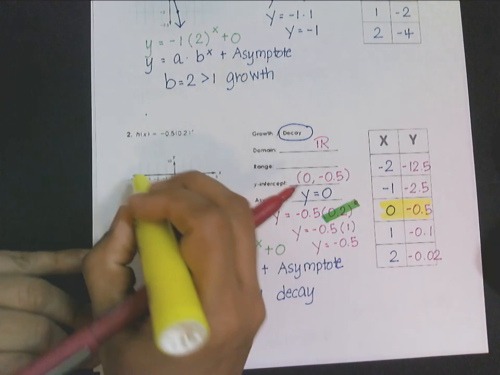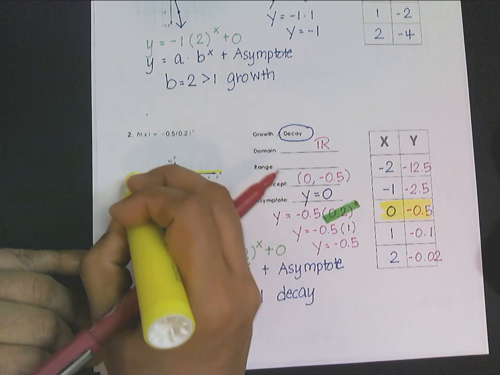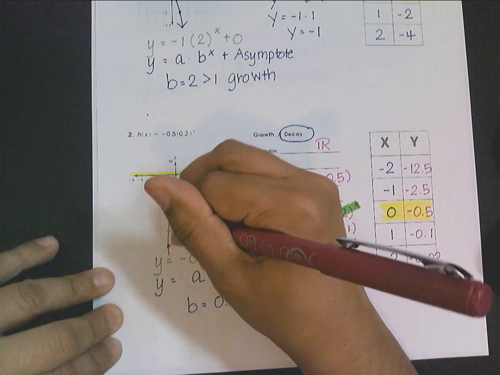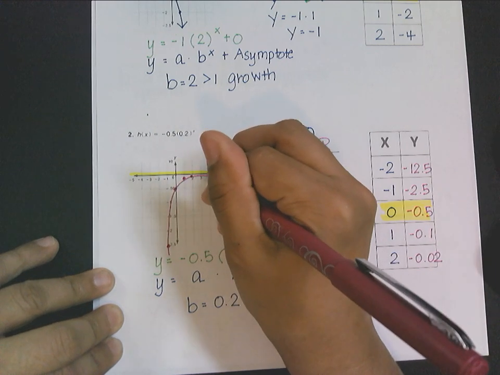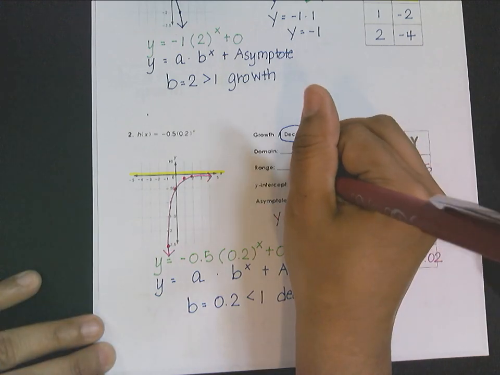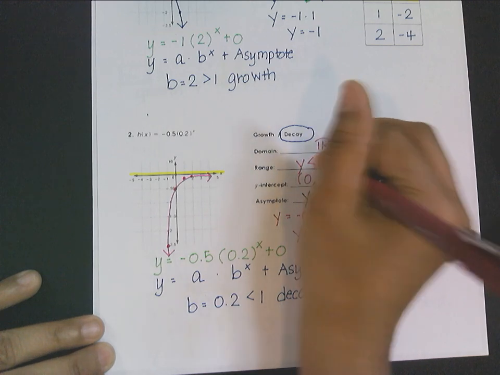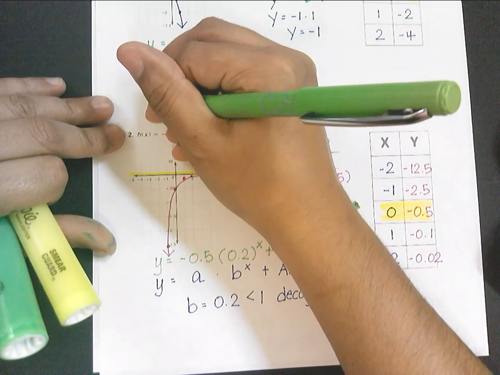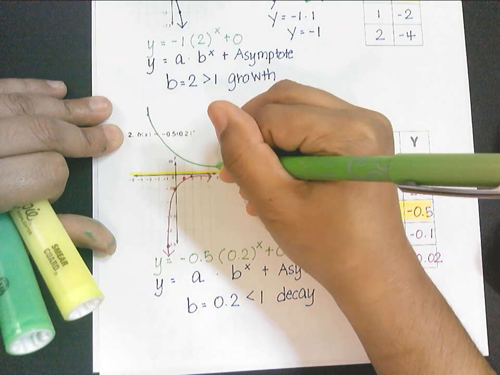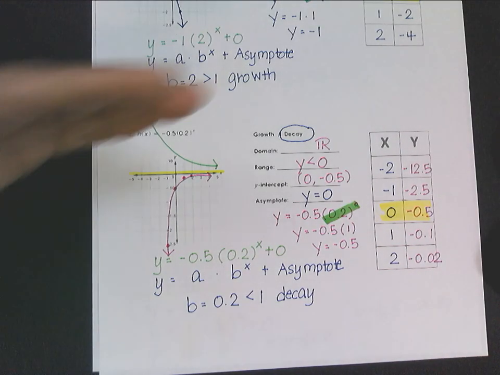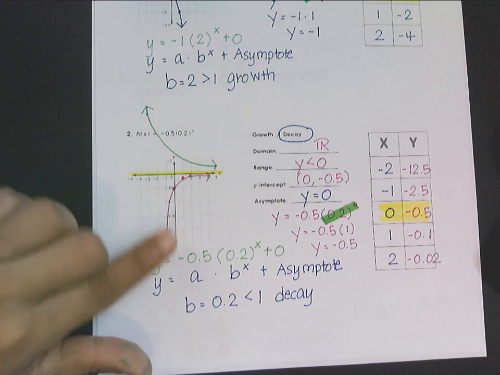So again, my asymptote is 0. Can't cross it or reach it, so my graph is going to look like this. So what's my range? My range is going to be all those numbers below 0, not including 0. So y is less than 0. So again, here's my decay. But since your a was a negative, now when it flips, your graph is going to look like this.